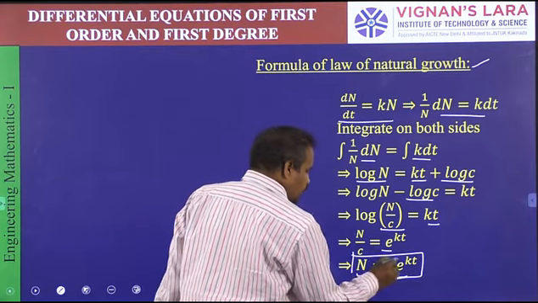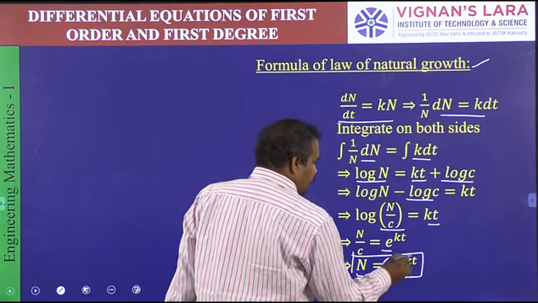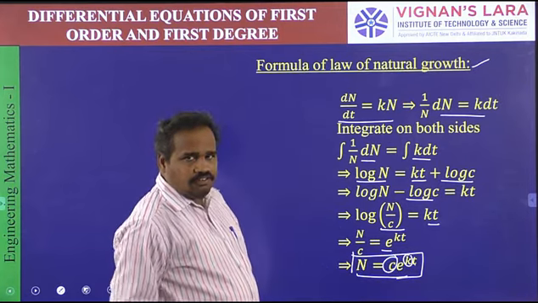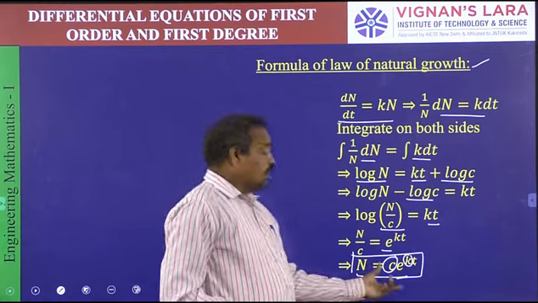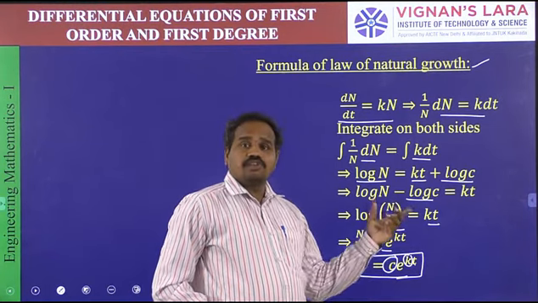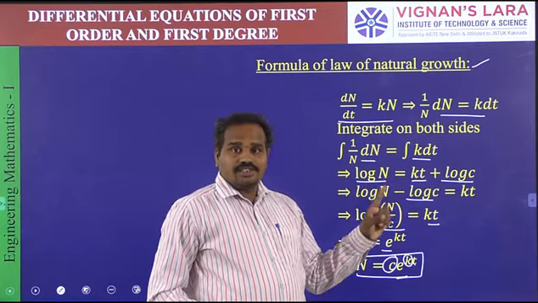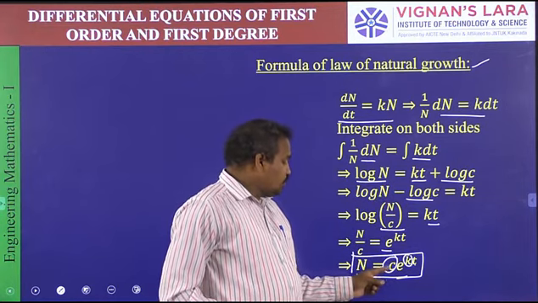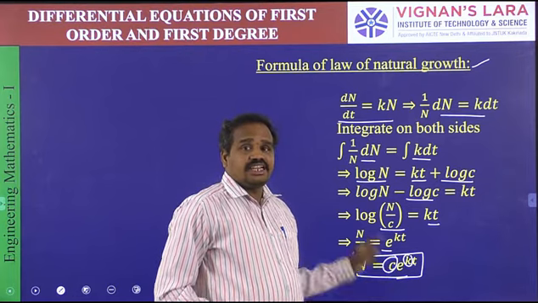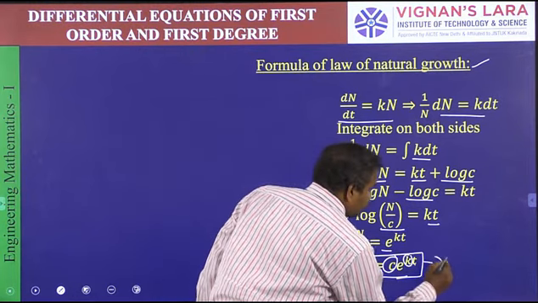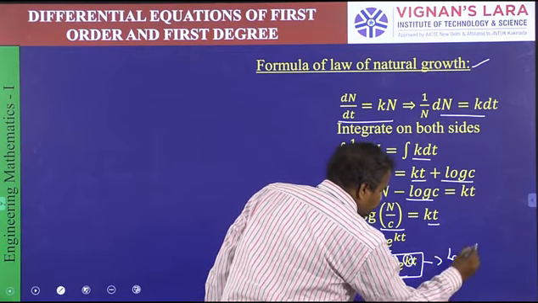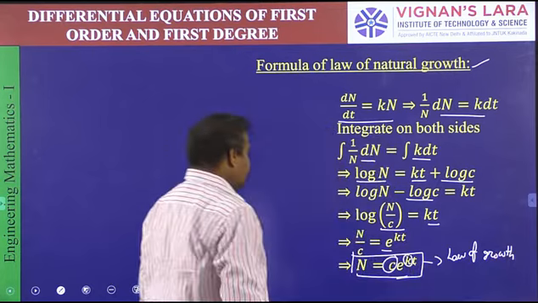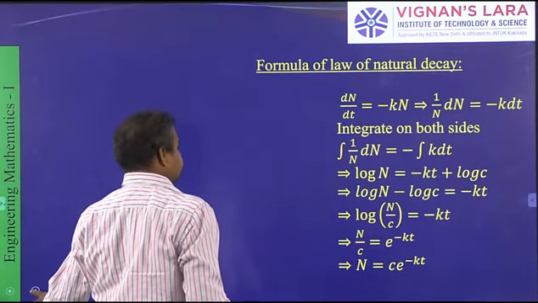How many unknowns do we have? c is one unknown and k is another unknown. At a particular time t, you know the value of N. So here we want two conditions. In Newton's law of cooling we want only one condition, but here we want two conditions. By using those two conditions, we are evaluating c and k. And this is the formula for the law of growth.